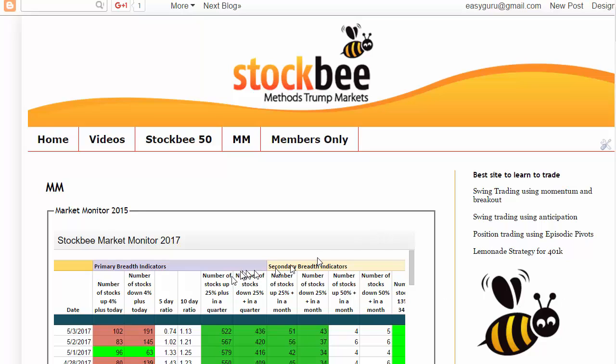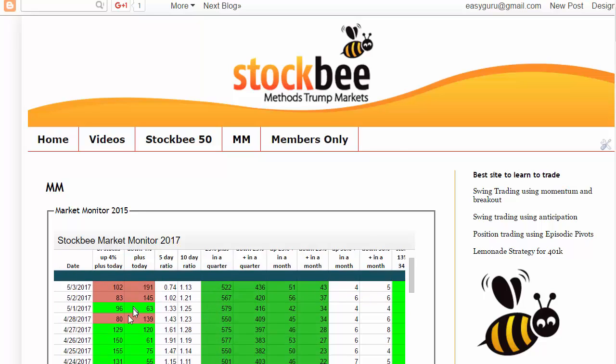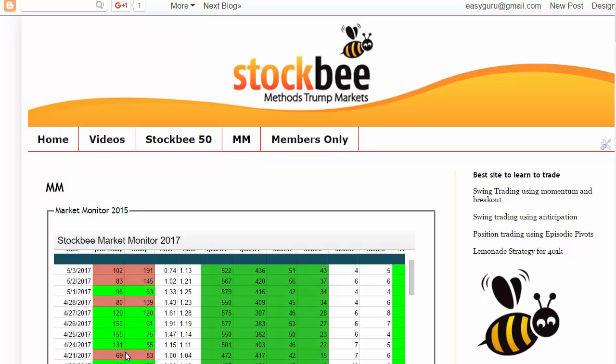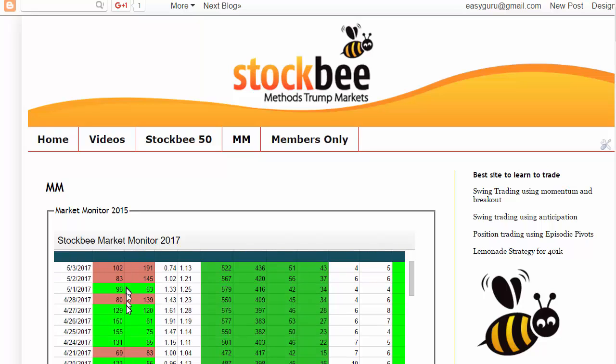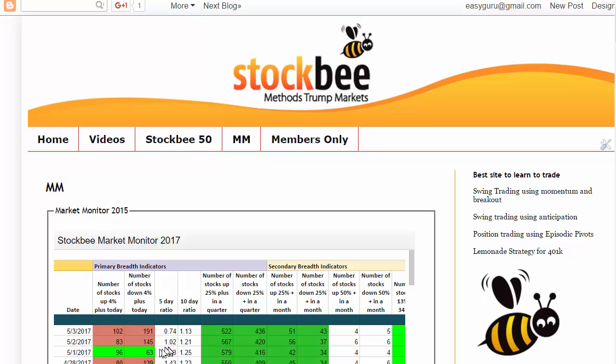So let's have a look at the breadth, and when you have a look at the breadth, what you will find is that today was a negative day. 102 stocks were up 4% plus with high volume, and 191 stocks were down 4% on high volume. As a result, you will see that the 5-day ratio, which is basically a ratio of these 5 days, 1, 2, 3, 4, 5, from here, is 0.74.